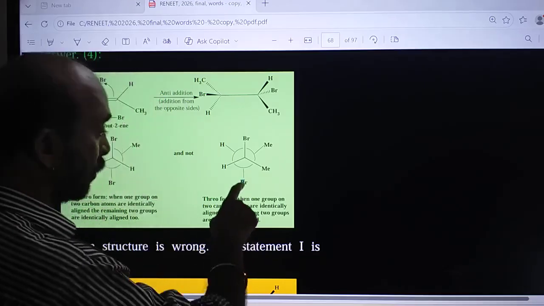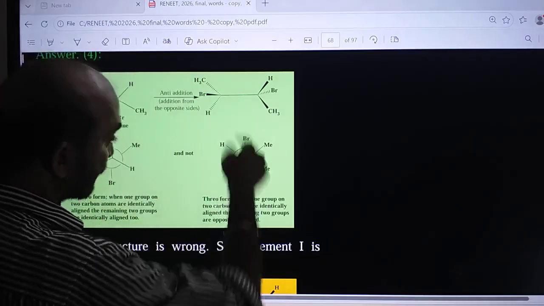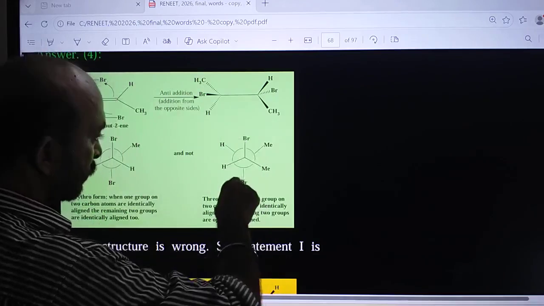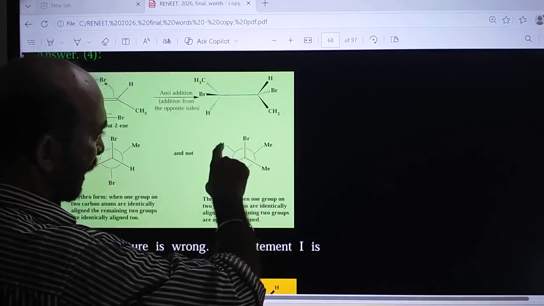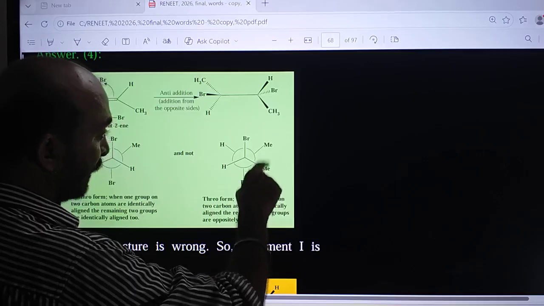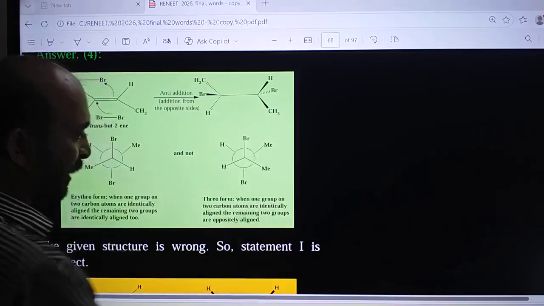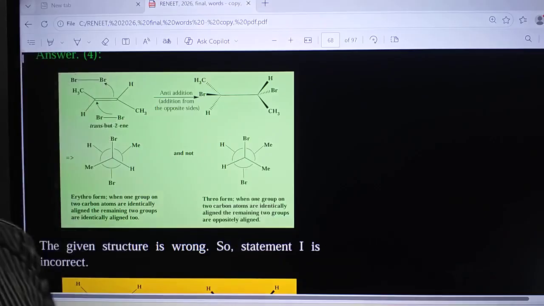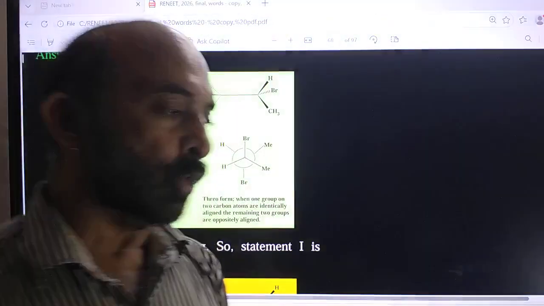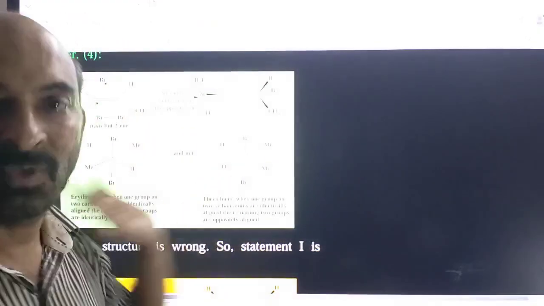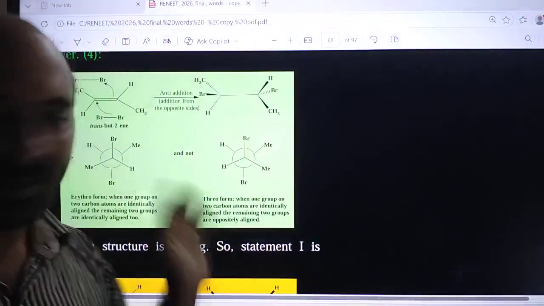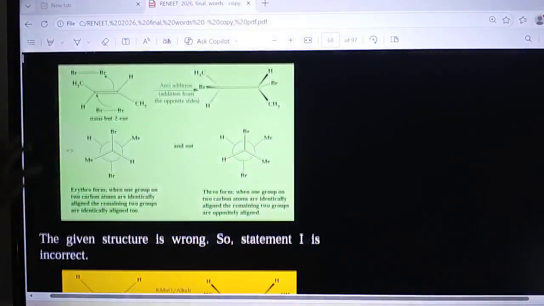How can we say that we got threo? You rotate the rear side carbon through 180 degrees. So bromine comes behind the front bromine. But hydrogen goes behind methyl and methyl goes behind this front hydrogen. So in threo, only one is aligned. The other two are cross aligned. So we got threo instead of erythro. The first statement is wrong. They have given this structure, so the first statement is wrong. Now we proceed to the second statement.